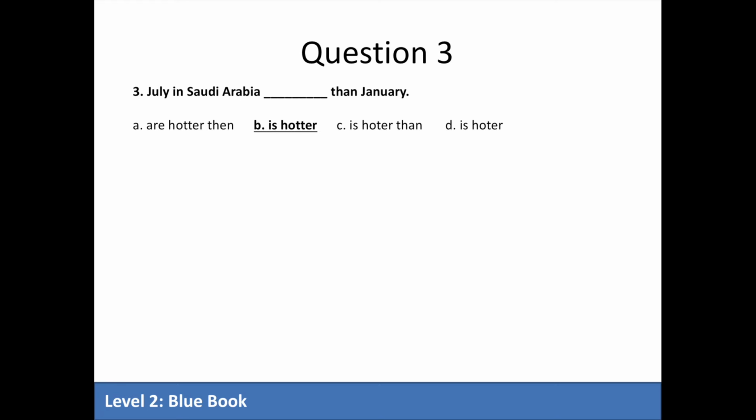Question 3. July in Saudi Arabia blank than January. So here, again, we need a verb. We need the be verb is, because we're talking about July in Saudi Arabia. Also, we have the adjective hot. To form the comparative, we have consonant, vowel, consonant. So we'll need to double the T and add ER. We already have than, so B is the correct answer.